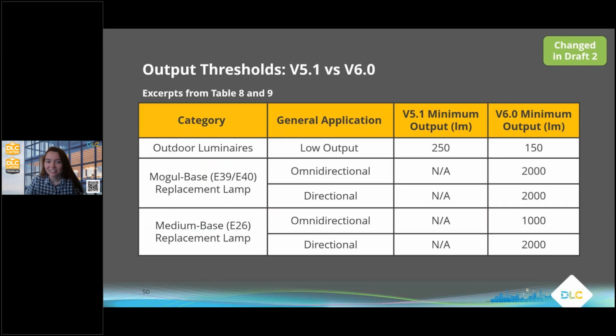Minor adjustments and additions to our output thresholds were also made in Draft 2. This table displays only the new values. We have lowered the bottom range for products to qualify to the outdoor low output general application, and we have added minimum output thresholds for the new bare lamp general applications.